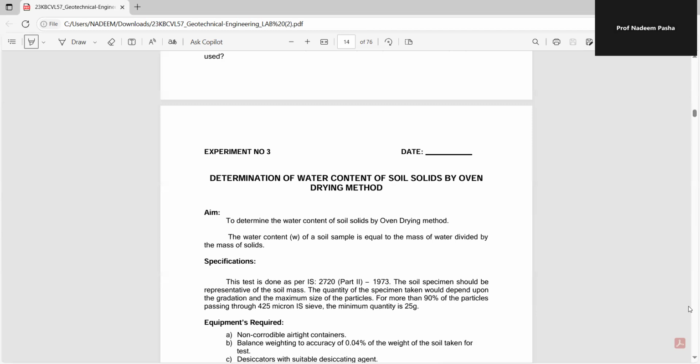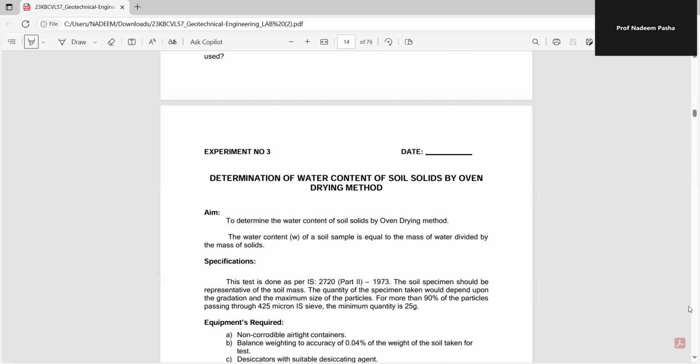So, experiment number 3, determination of water content of soil solids by the oven drying method. So what is the aim of the experiment? To determine the water content of soil solids by the oven drying method. So how do you define water content? The water content w of a soil sample is equal to the mass of water divided by the mass of solids. That is, Mw by Ms is your water content. Small w is equal to Mw by Ms.